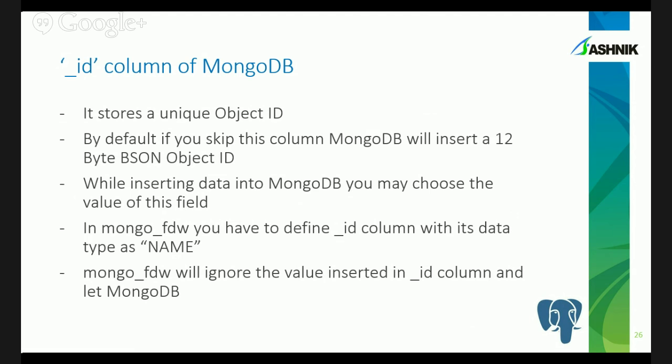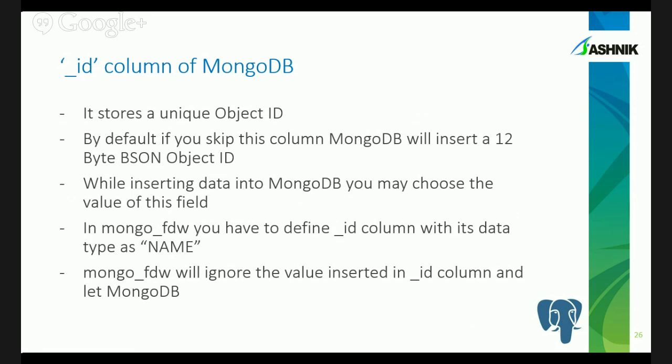Underscore ID is a special column in MongoDB. It is used to store unique IDs, which are record identifiers. By default, you can skip this in MongoDB, and MongoDB will actually insert a 12-byte BSON object ID.